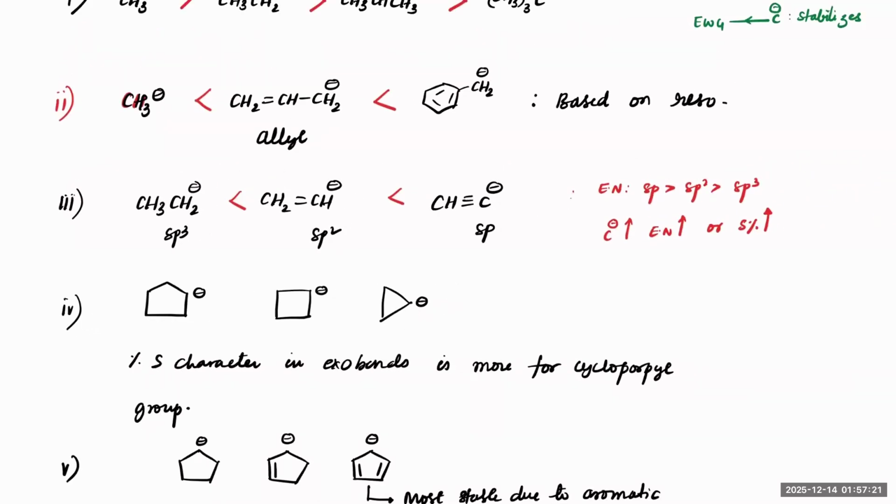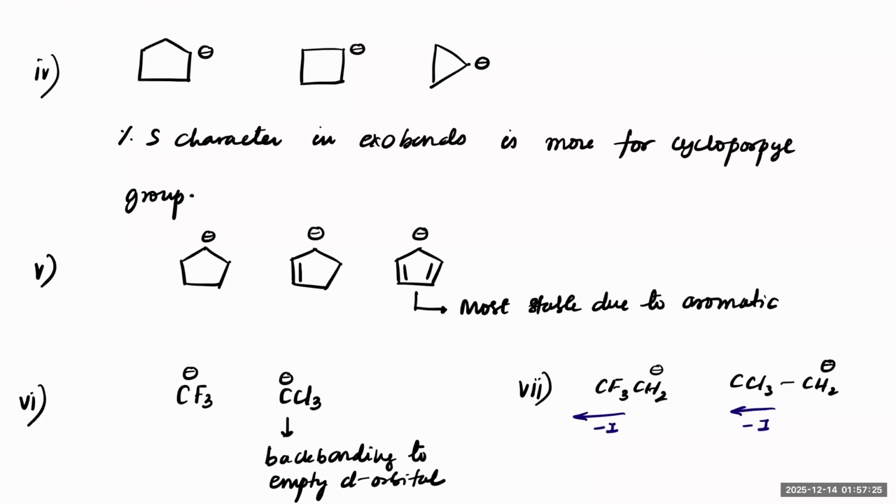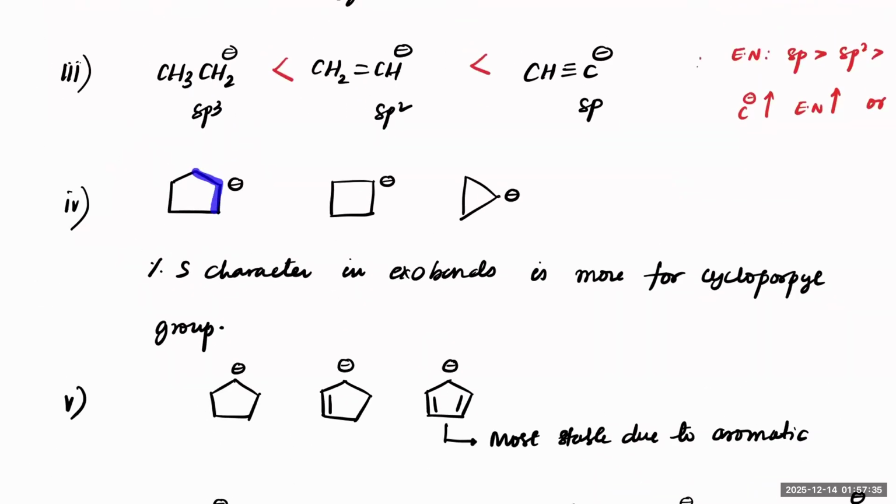So you can see percentage S character is more here, which means that this is the order of carbanion stability. Okay, and the next, the fourth one: if you compare the 5-membered ring, 4-membered ring, and 3-membered ring, you are seeing carbanion character. You know that the bond angles here are 105 degrees here, 90 degrees here and 60 degrees here. So it has to push a lot of P character here.